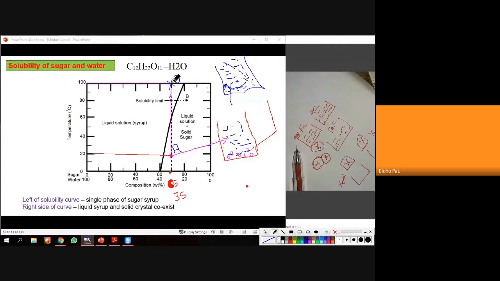So what is the driving force for the changing of the equilibrium state? Temperature. Temperature is the driving force for changing the equilibrium state. What is phase equilibrium? This is one equilibrium phase, and this is another equilibrium phase. That is explained here.